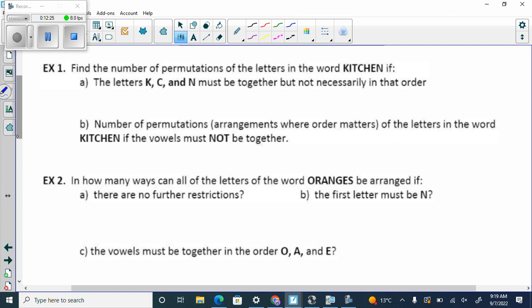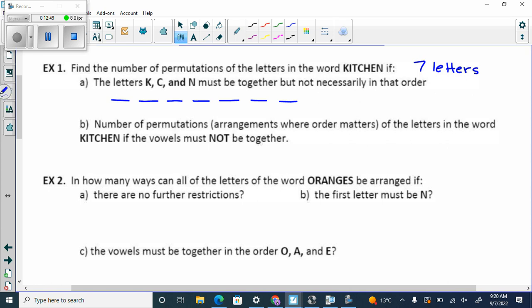Okay? So we need our thinking caps today. So we're still arranging all of kitchen. And I check, I have 1 K, 1 I, 1 T, 1 C, 1 H, 1 E, 1 N. I know I have 7 letters. And I know they're all different. So I'm going to have 7 blanks. 1, 2, 3, 4, 5, 6, 7.